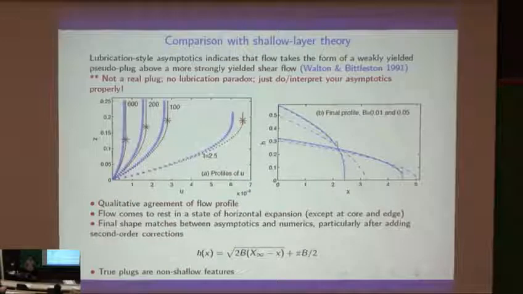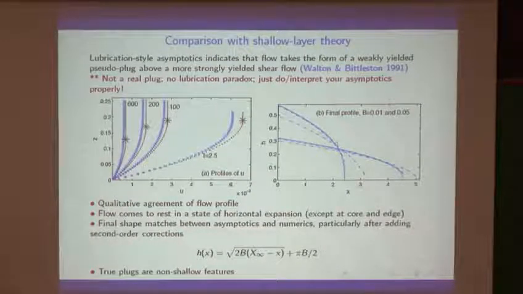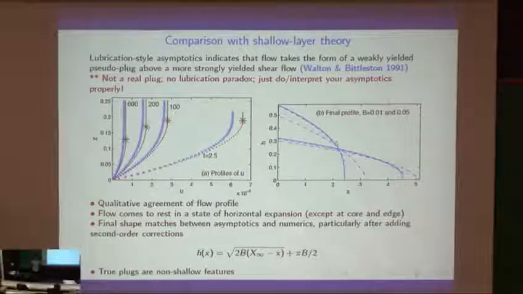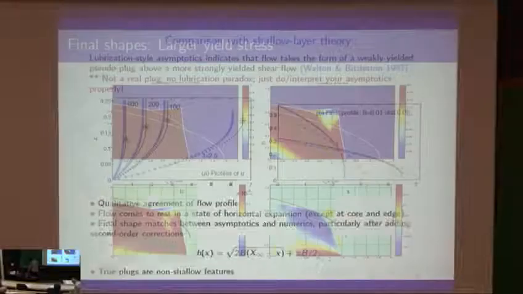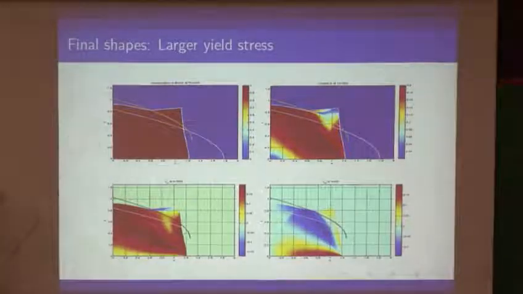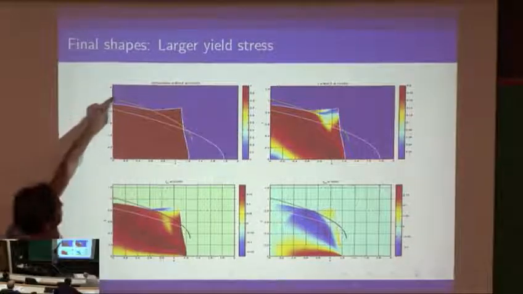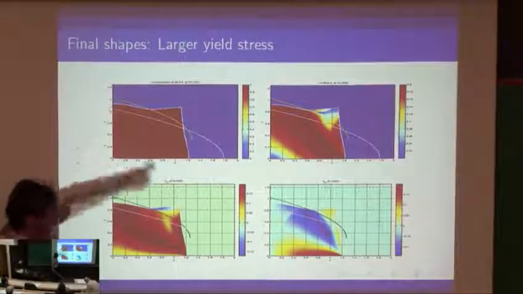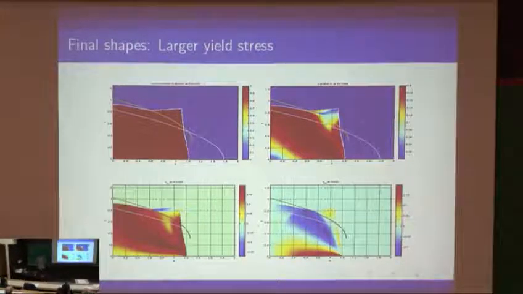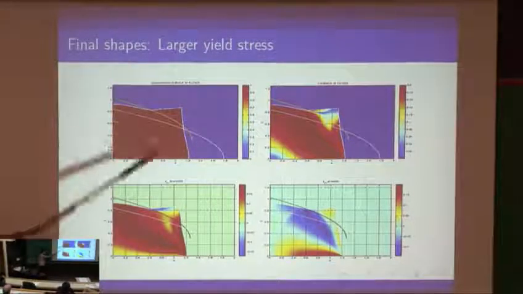I should say that those three plugs that I told you about before are not captured in this theory. They are not shallow features. It's very difficult to capture those types of plugs within this shallow model where you're assuming that the horizontal scale is much bigger than the vertical scale. Okay, here are some final shapes for bigger yield stress. So here's this corner that gets frozen into place. This is the good asymptotic theory. It actually gives you an amazingly good prediction for the final runout, despite the fact that the shape's completely wrong.